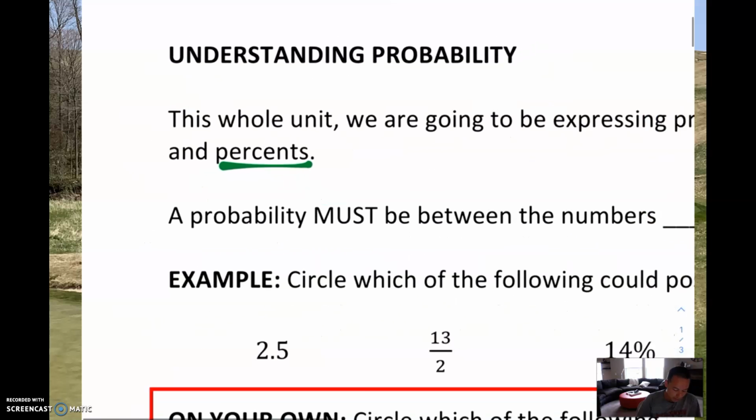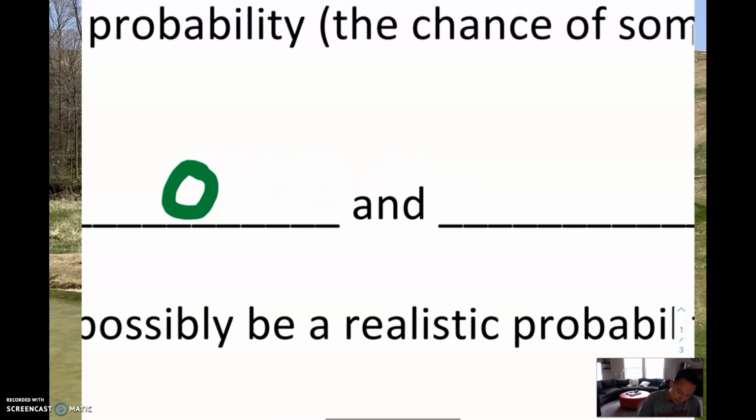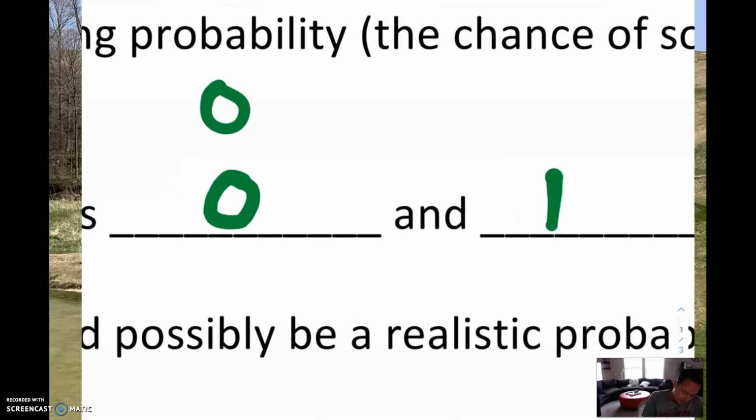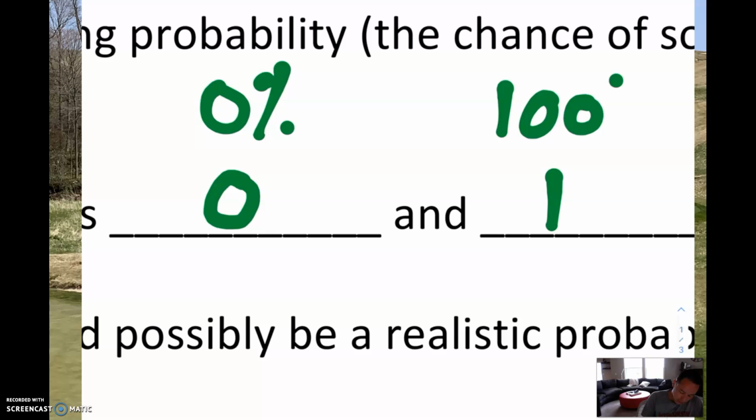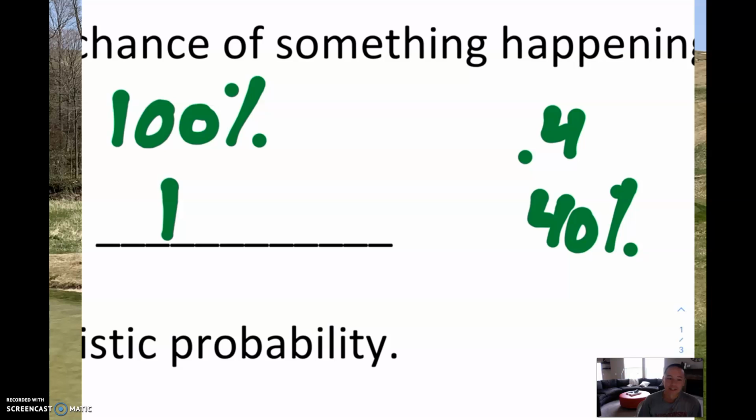So first things first, a probability must be between the numbers 0 and 1. And what that means is 0% up to 100%. So if something has a probability of 1, it is a 100% chance, it's guaranteed that it's going to happen. So it must fall between 0 and 1. If you get a probability of something like 0.4, that would mean it has a 40% chance of happening. So as long as this decimal is somewhere between 0 and 1, you have a valid probability.